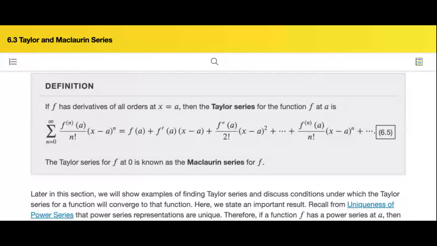a is called the center of convergence, because when x equals a, this series always converges. This is equal to the function value f of a. All the rest of the terms become 0, so it always converges at its center.